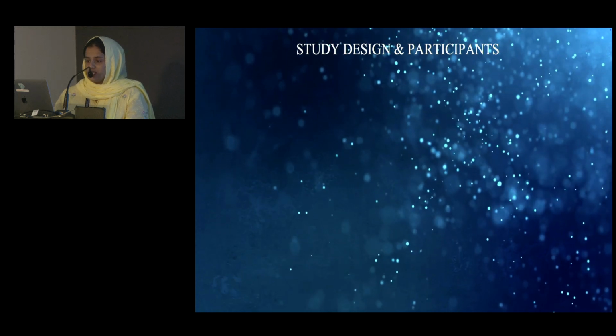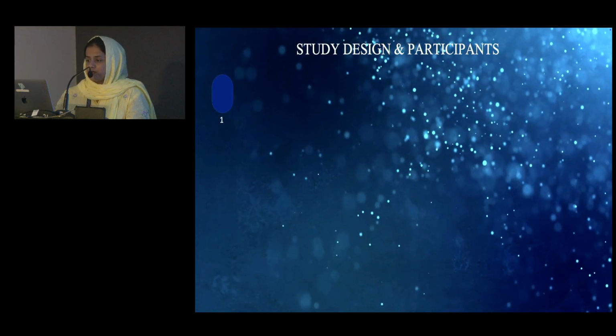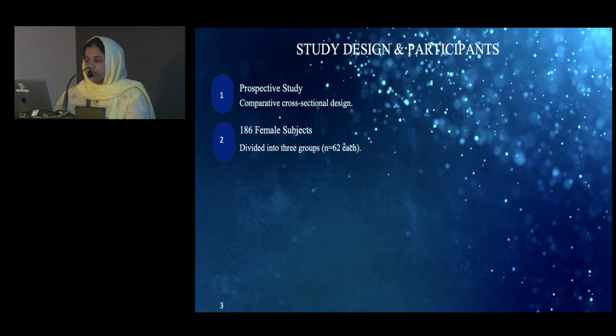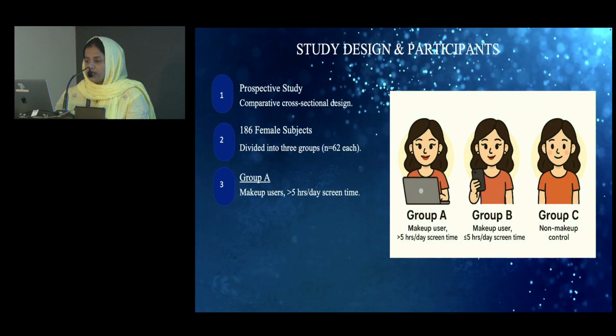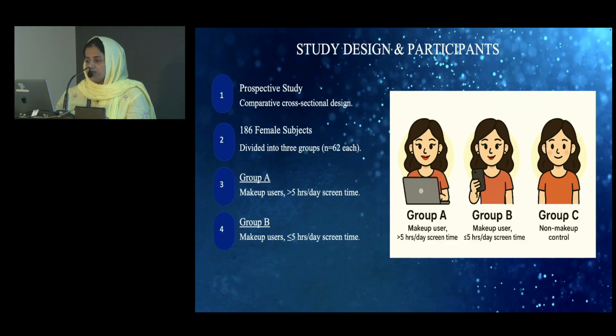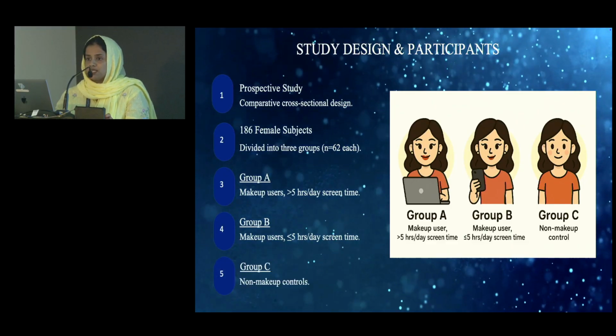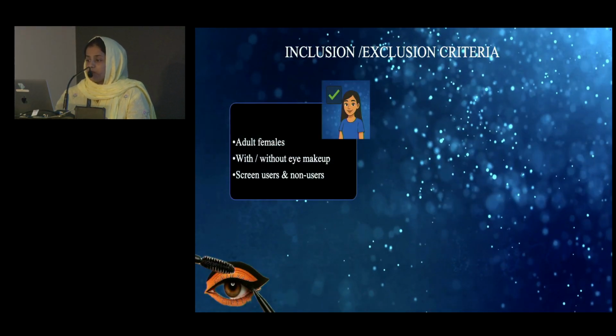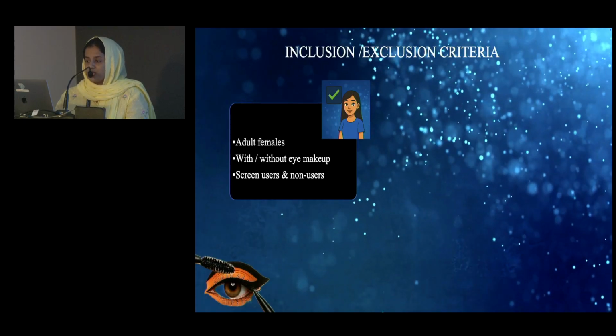Coming to study design and participants, this was a prospective comparative cross-sectional study. We included 186 adult female subjects divided into 3 groups of 62 each. Group A are makeup users with more than 5 hours of screen time, Group B is makeup users with 5 hours or less, and Group C is non-makeup using controls. We included adult females, both with and without makeup habits and with varying screen usage.